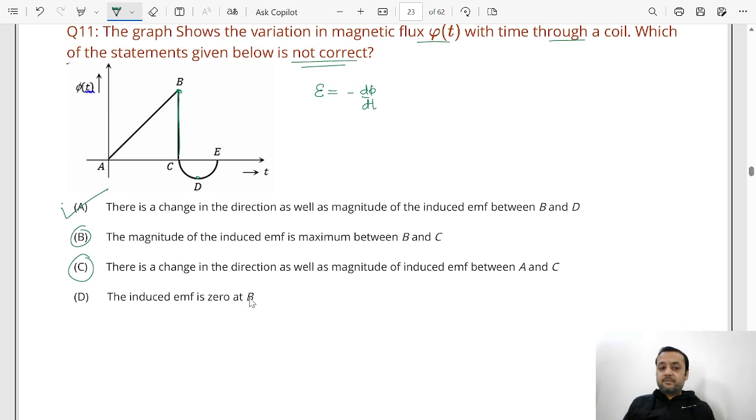The EMF induced at B is 0. Clearly at B the phi has become maximum, flux is maximum. That means d phi by dt will be 0 because flux has achieved its maxima, which is why we can say that EMF induced will be 0 at the point B, which is why option D is also correct. So I hope you have understood. Option A is the wrong statement, which is why it is our answer.